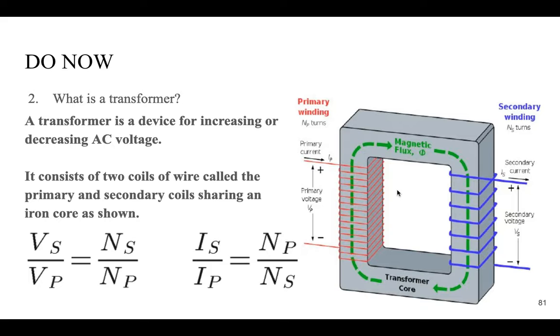You can use this to increase the voltage so that you can transmit it over long distances without losing a lot of energy. And then you can decrease it when you need to send it into a house for the people to use safely, because you don't want hundreds of thousands of volts going into people's houses.